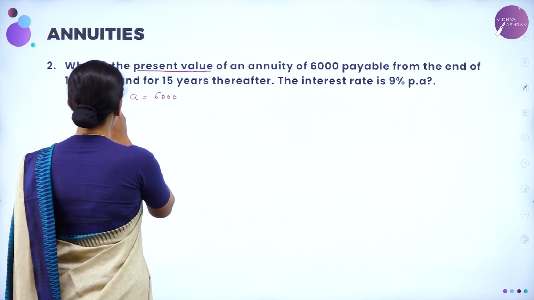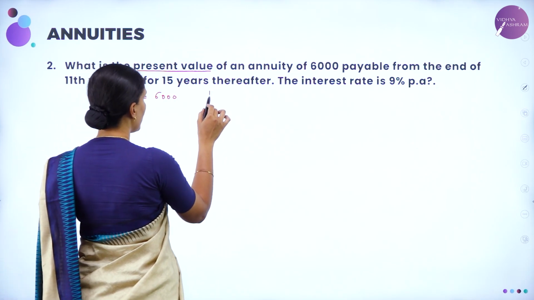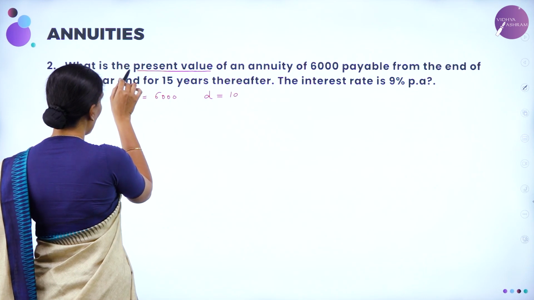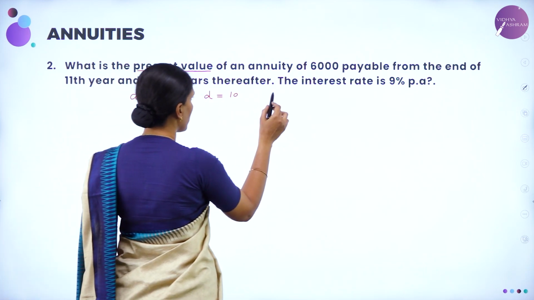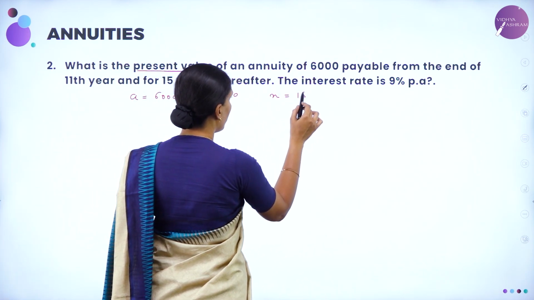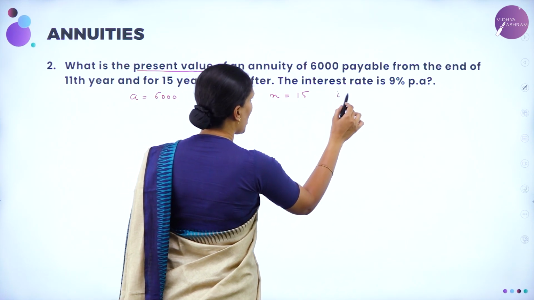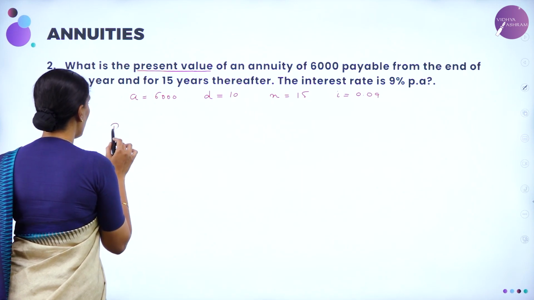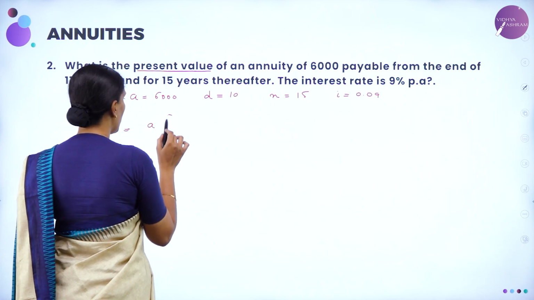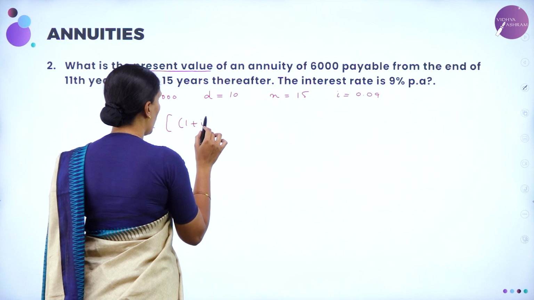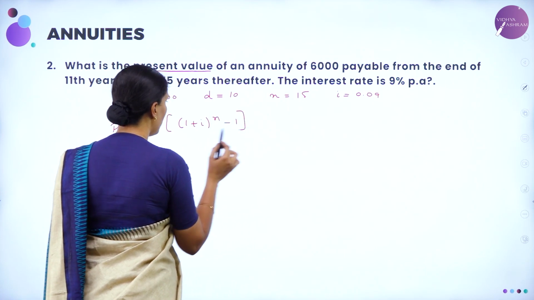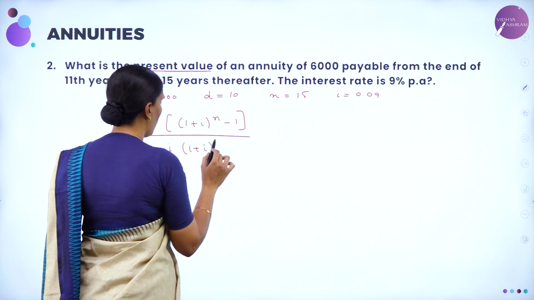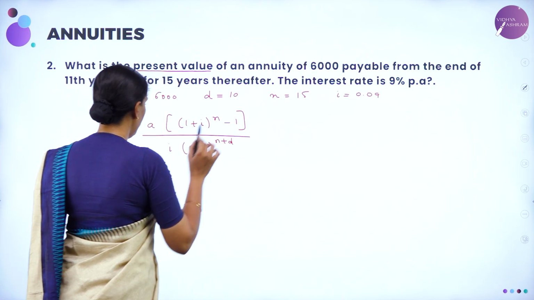So it is not paid for the 10 years. So that means deferred time is 10. So it starts from the 11th year and 15 years thereafter. So therefore number of installments is 15 and the interest charged is 0.09. So therefore present value of a deferred annuity is A into (1 plus I) whole to the power n minus 1 whole divided by I into (1 plus I) whole to the power (n plus d).